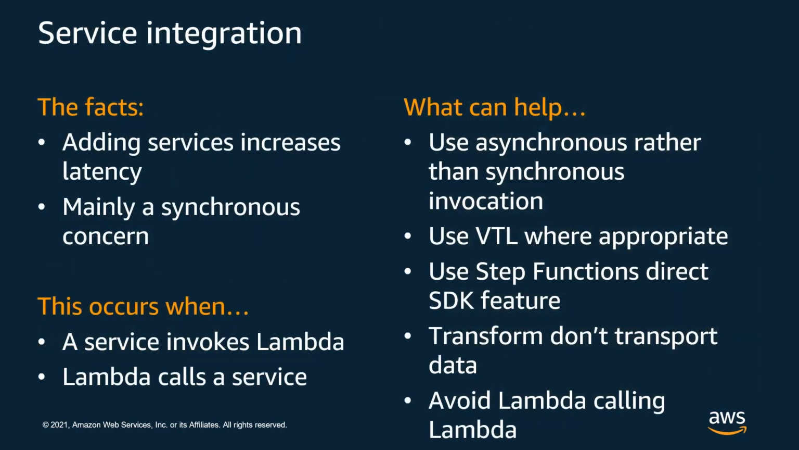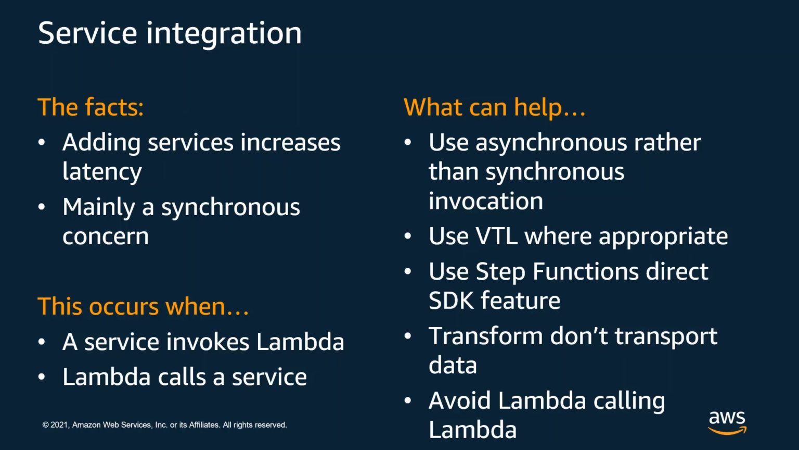Using service integrations is a powerful way to build modern applications. However, each integration you add increases the latency, which can be a concern for a synchronous workload when a service calls Lambda or Lambda calls another service. It's best to move away from synchronous invocations and rather move to an asynchronous model where the caller doesn't need to wait for the invocation to finish.